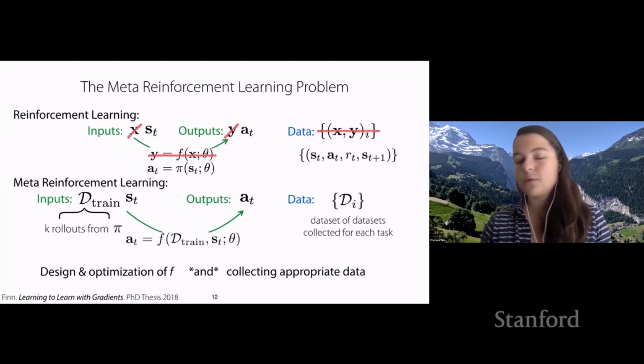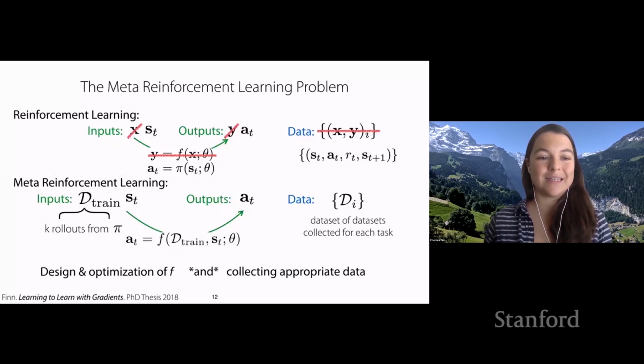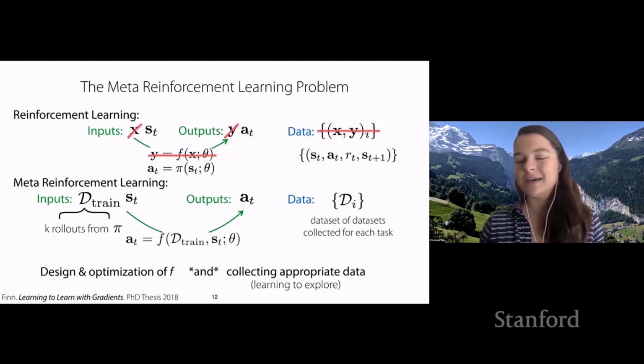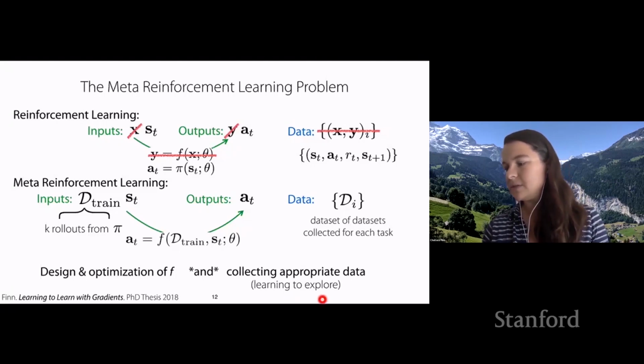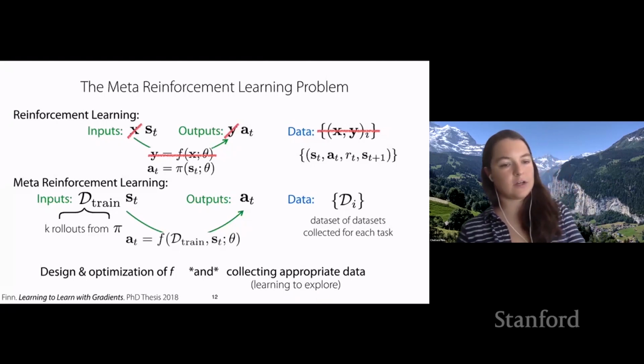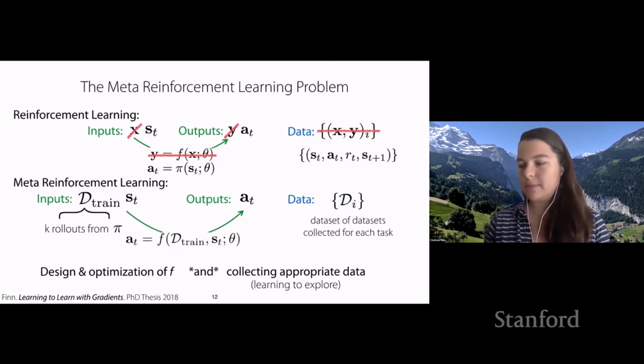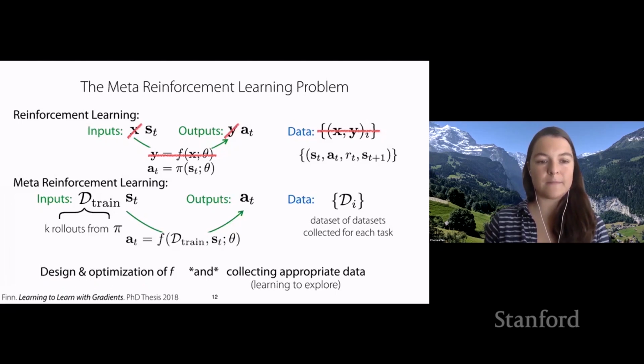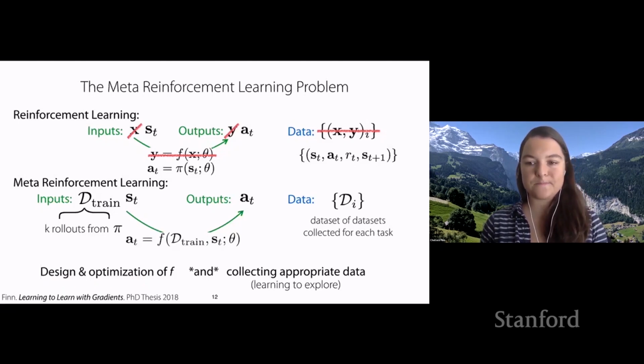This first part where we want to figure out how to collect data is the problem of learning how to explore for a task, because collecting this data is exploring for that task in a way that allows you to solve that task. And so this part is what we're going to focus on in the next lecture on Monday. Today, we're just going to think about designing these learning procedures and optimizing them with reinforcement learning.